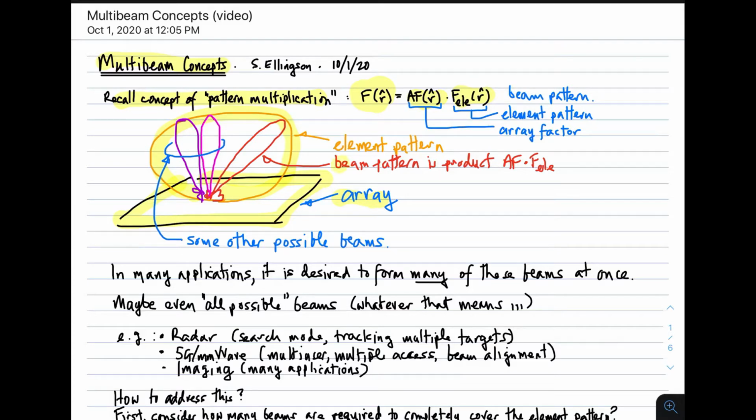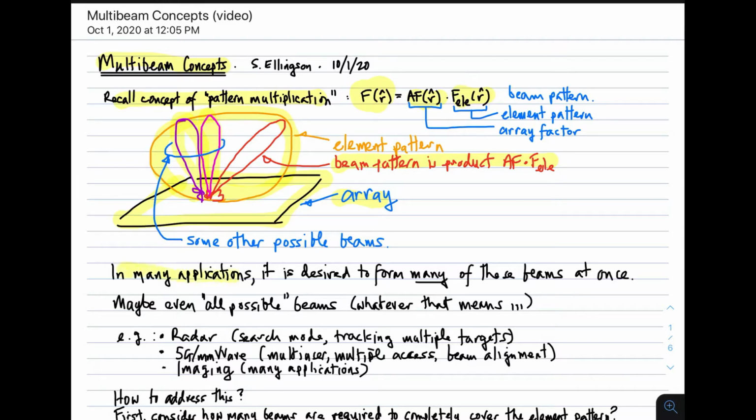Right? So the red beam here is the product of the element pattern and the array factor, where the array factor is computed for some particular beam pointing. And then, of course, we can do the array factor for other beam pointings, resulting in other beams, such as this beam here and this other beam here. So the top-level idea here is that when pattern multiplication applies, we have beams which effectively sample the entire space which is available within the broader pattern of the element.